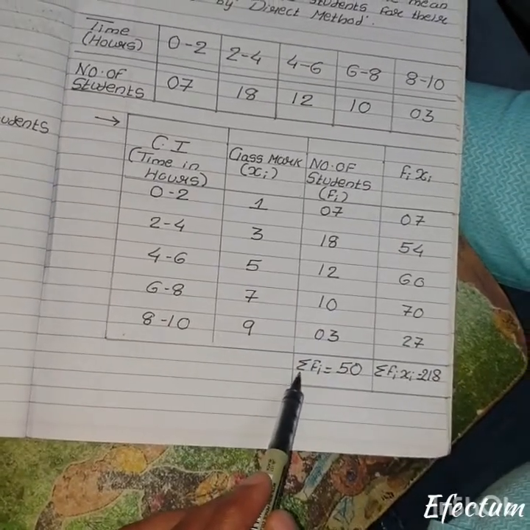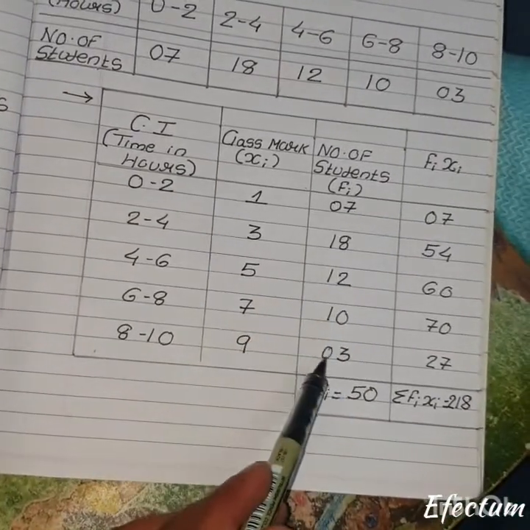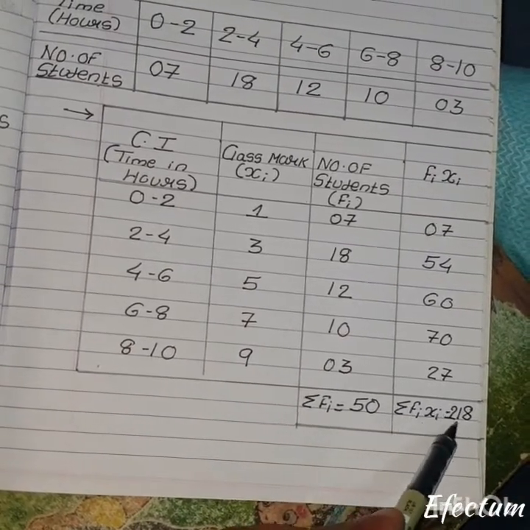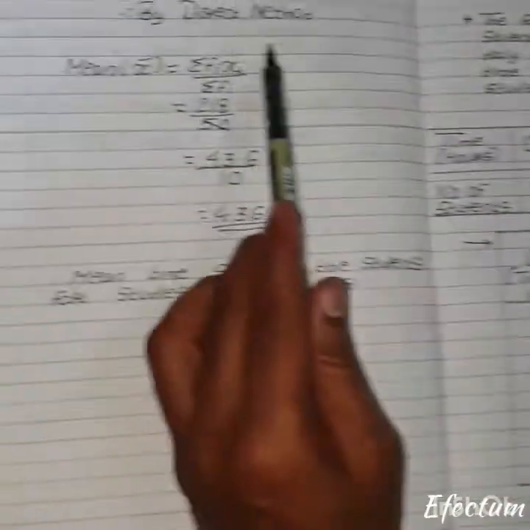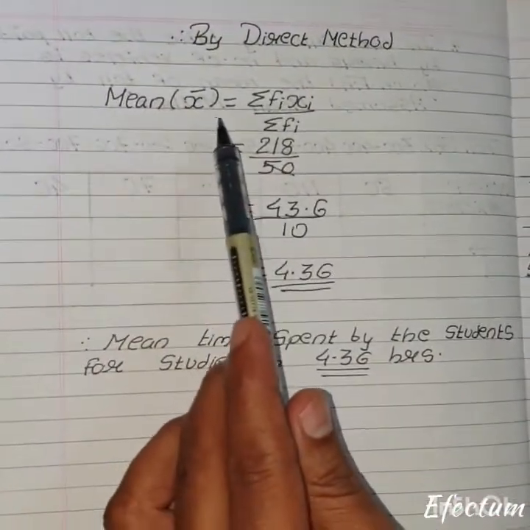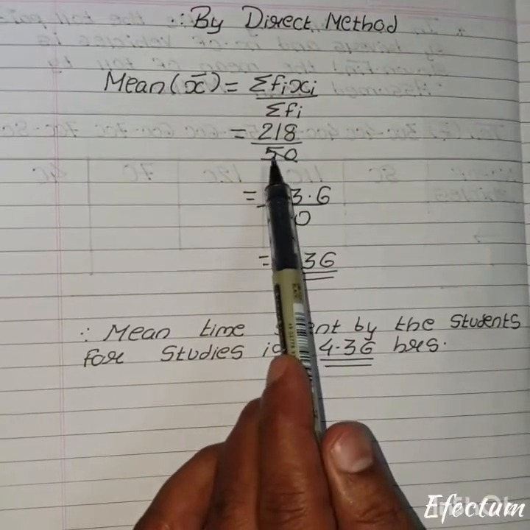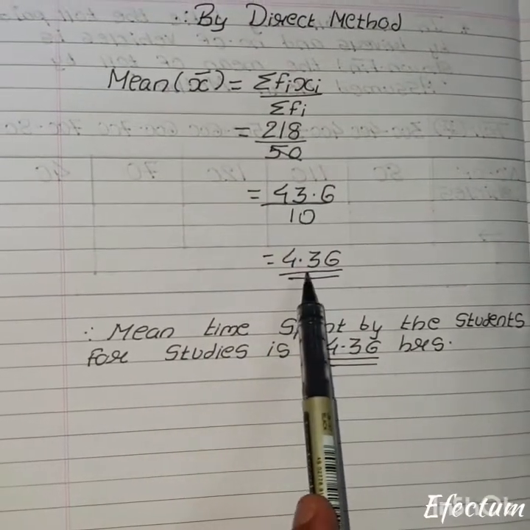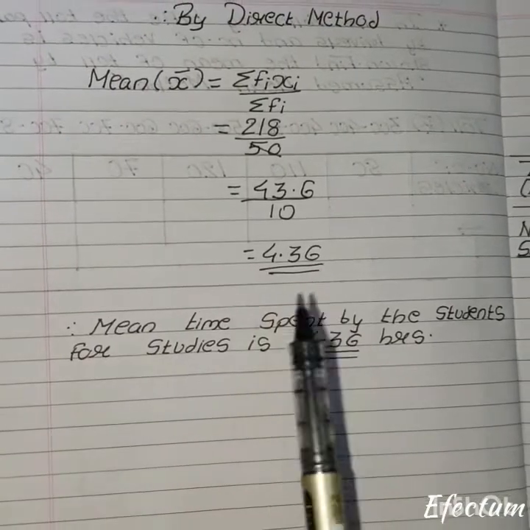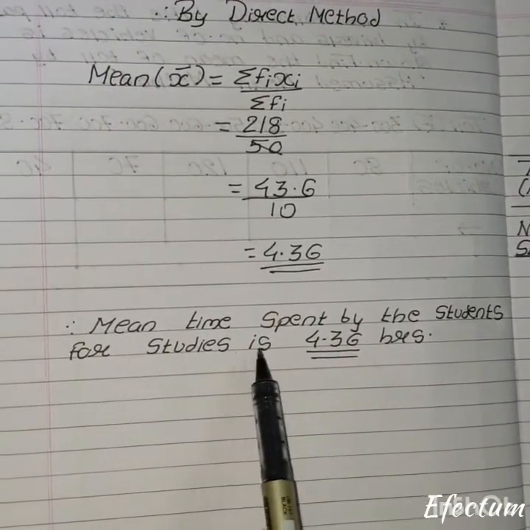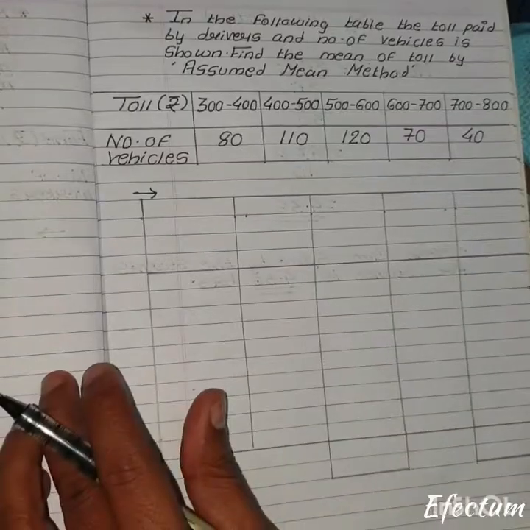Now this symbol is for summation, that is total of fi. So summation fi we got 50. Summation fi xi is equal to 218. So by direct method the formula is mean x bar is equal to summation fi xi upon summation fi. We substituted the values, we divided it, we got the final answer 4.36. Students should write the final answer: mean time spent by the students for studies is 4.36 hours.